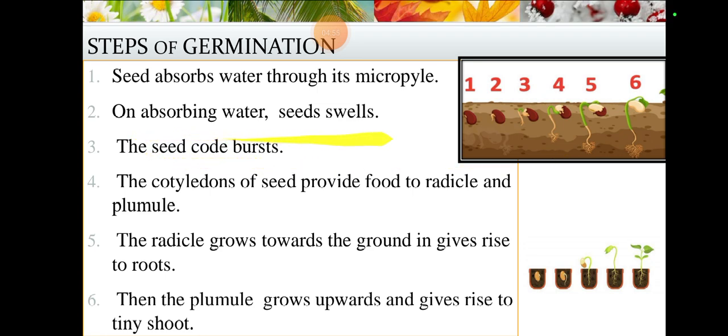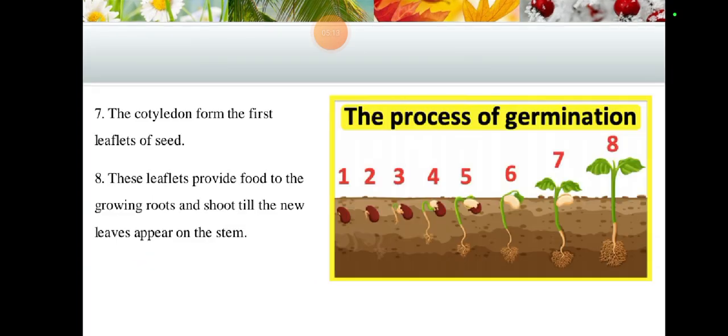On absorbing water, the seed swells. The seed coat bursts. The cotyledons of the seed provide food to the radicle and plumule. The radicle grows downward in the ground and gives rise to roots. Then the plumule grows upwards and gives rise to a tiny shoot.